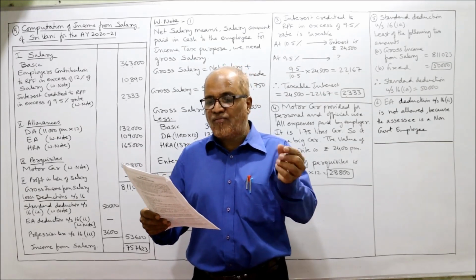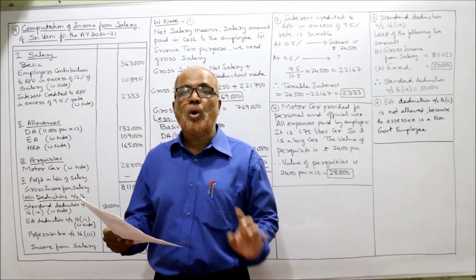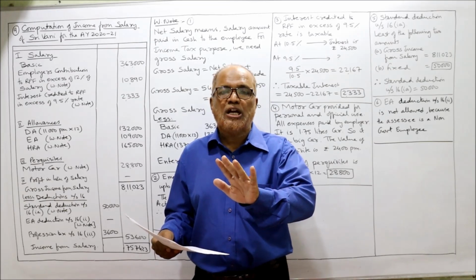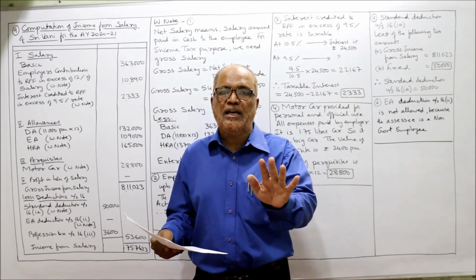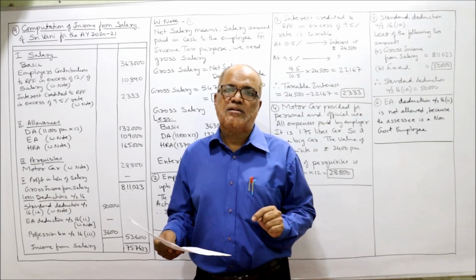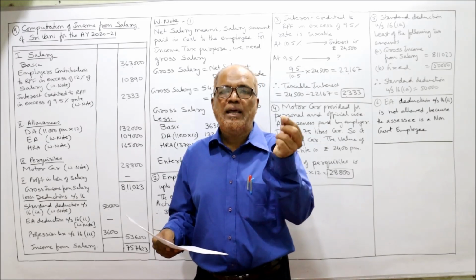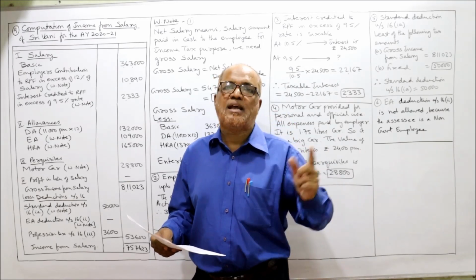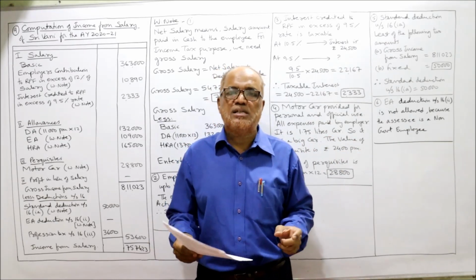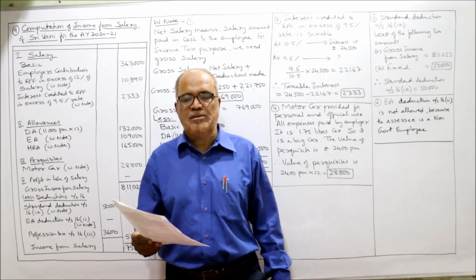He is living in his father's house for which no rent is paid. So HRA exemption under section 10 subsection 13A will not be allowed, because he is not paying the rent. Exemption will be allowed only if the employee pays the rent. He is not paying the rent. So whatever actual HRA received is fully taxable.